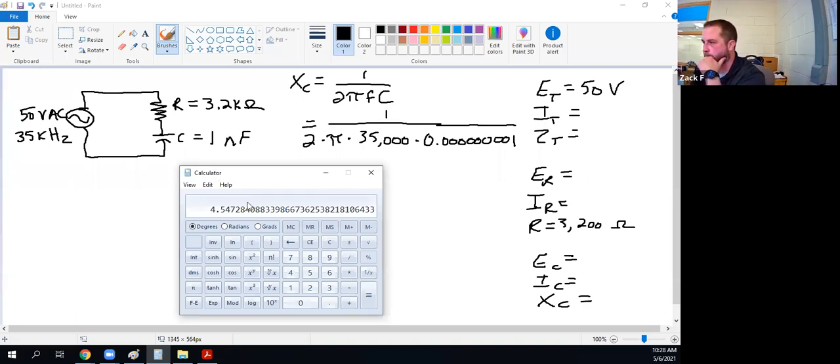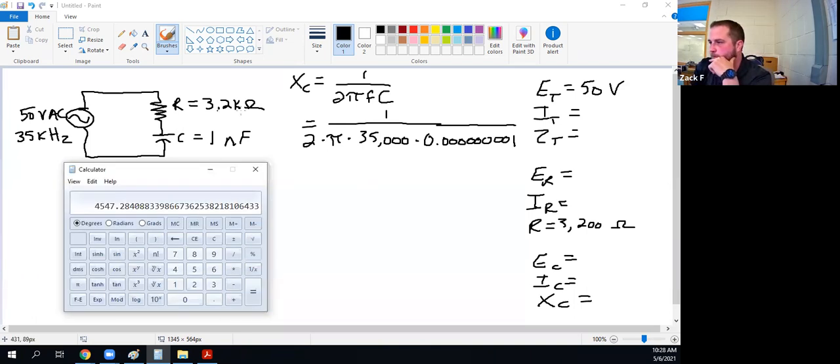So bear with me. All right, so 1 divided by left parentheses 2 times pi times 35,000 times 0.000000001, right parentheses equals, that's better. Now we got 3.2 k ohms resistance, and we got capacitive reactance of 4.5 k ohms. Following me or no? I want to make sure I'm not making it too confusing, but I want it to resemble what you're going to see on the final.